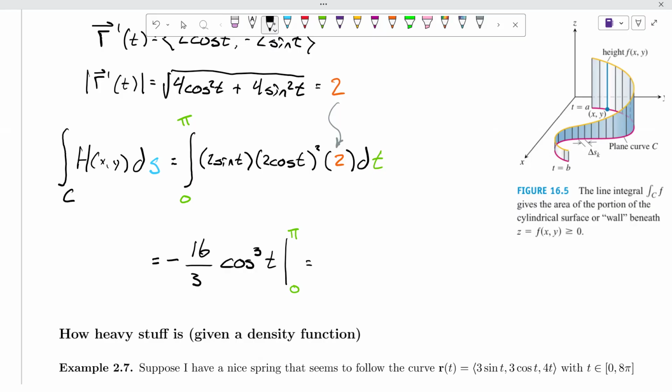which if I go and do that integral, negative 16 over 3 times, let's see, cosine cubed of pi. Well, let's just ignore the cubed for a second. Cosine of pi is negative 1. Cubed is still negative 1. Minus cosine of 0 is 1. Cubed is still 1. So negative 1 minus 1 ends up being a negative 2. And then negative 2 times negative 16 over 3 is positive 32 over 3.